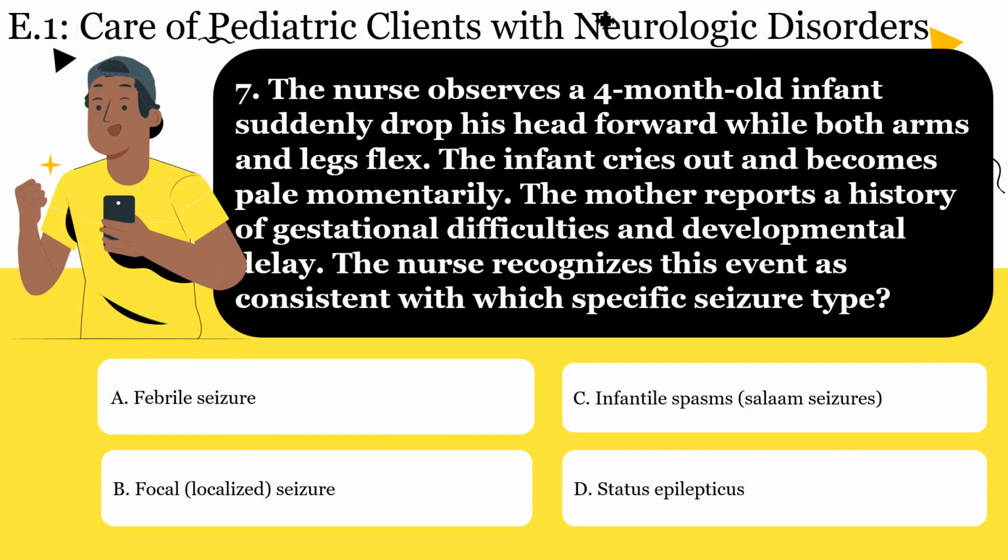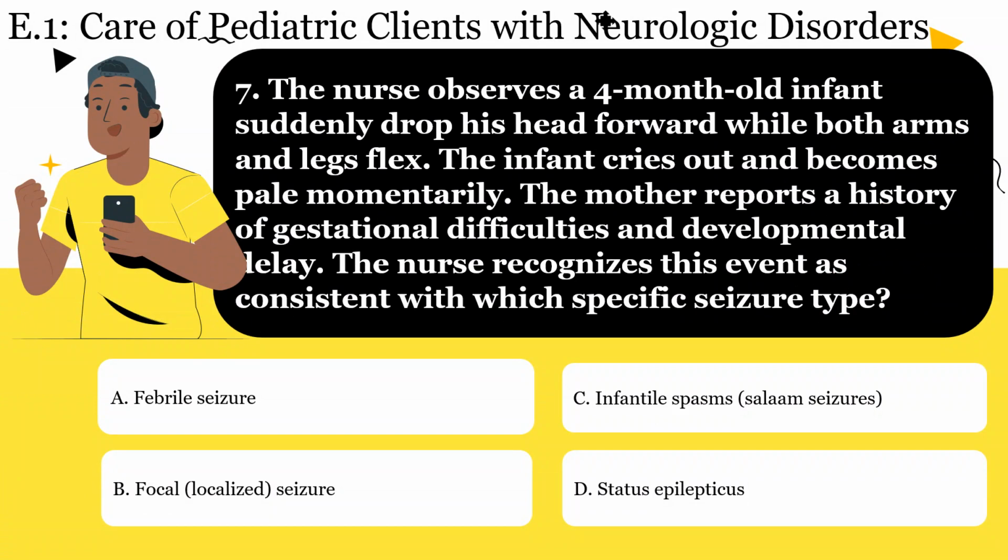Number seven. The nurse observes a 4-month-old infant suddenly drop his head forward while both arms and legs flex. The infant cries out and becomes pale momentarily. The mother reports a history of gestational difficulties and developmental delay. The nurse recognizes this event as consistent with which specific seizure type? A. Febrile seizure, B. Focal or localized seizure, C. Infantile spasm or salaam seizure, or D.